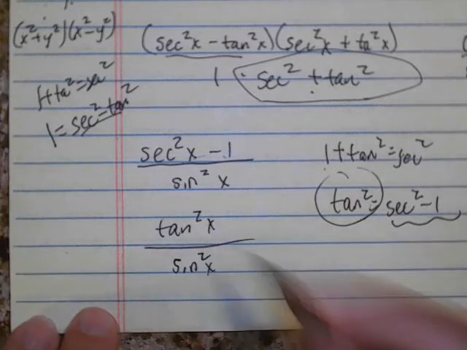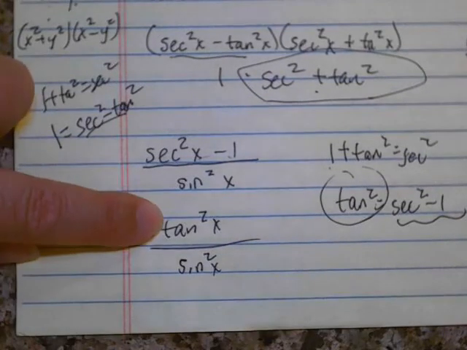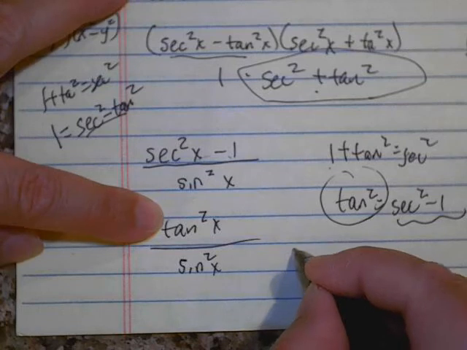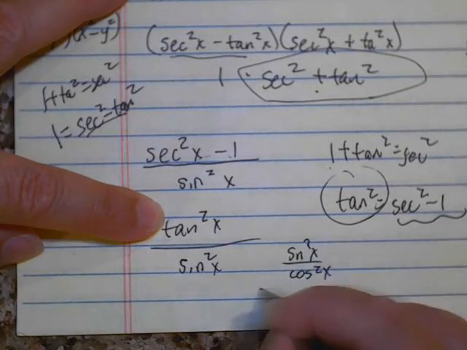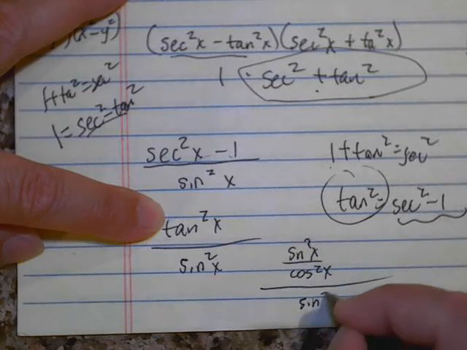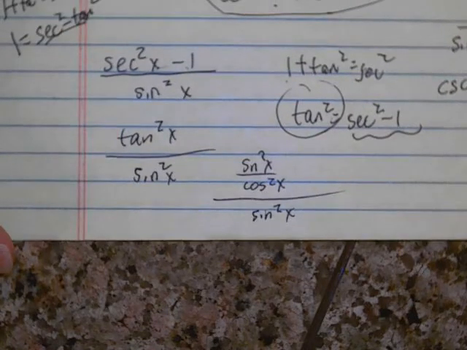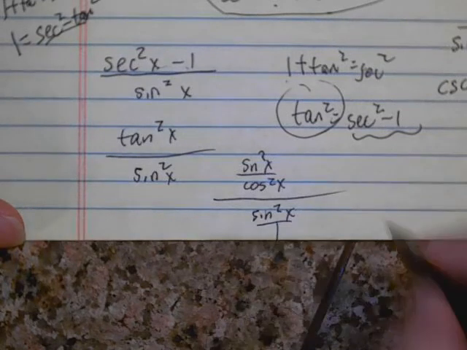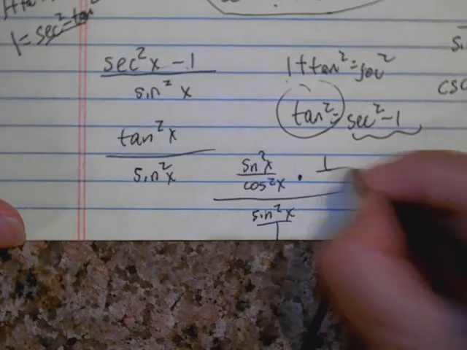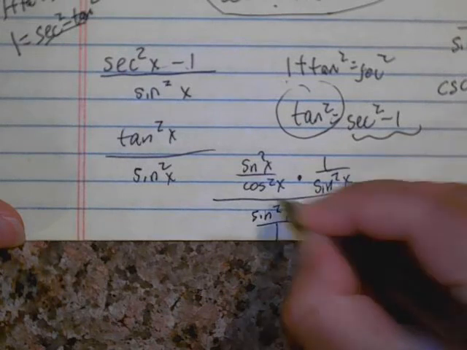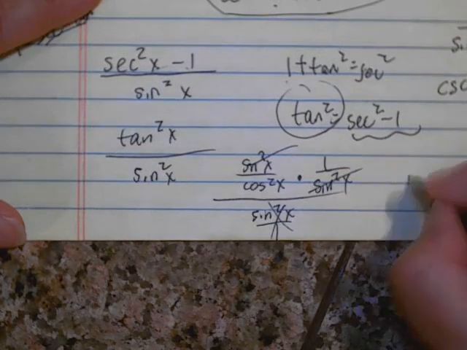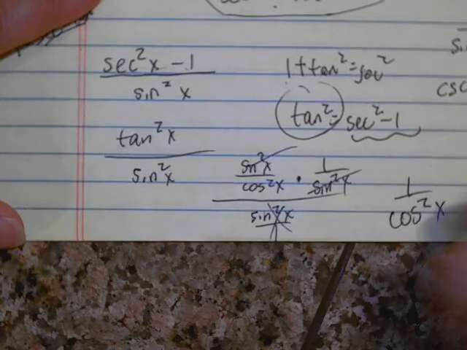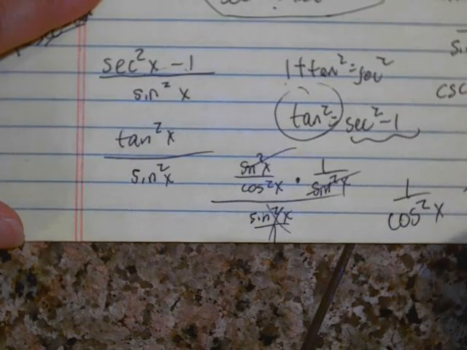So I'm going to put a tangent squared where that is. And now I'm going to split this up. This is the same thing as having sine squared x over cosine squared x over sine squared x. So then this is over 1, so I can flip it and multiply it by its reciprocal. So now the sine squared and the sine squared will cancel. So I'm left with 1 over cosine squared x, which is secant squared x.